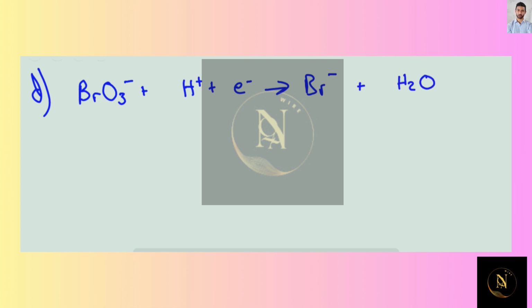So on the left side, our bromine has an oxidation number of positive 5, and on the right it's negative 1, so that means 6 electrons are added to this bromine, which means that we have 6 protons and 3 waters.